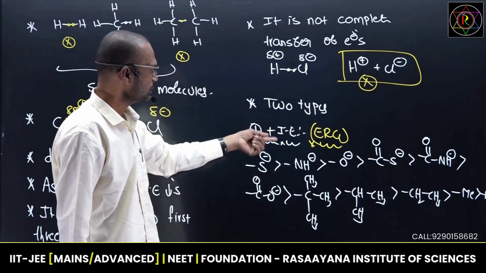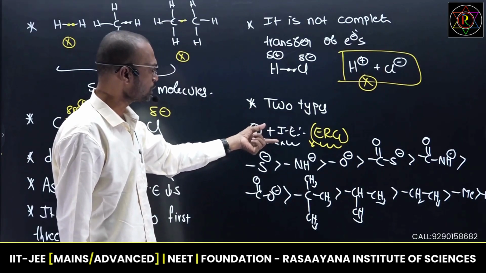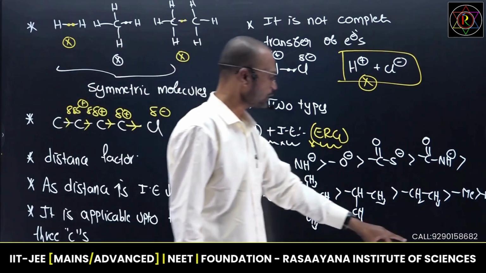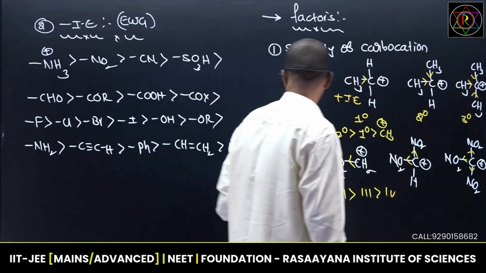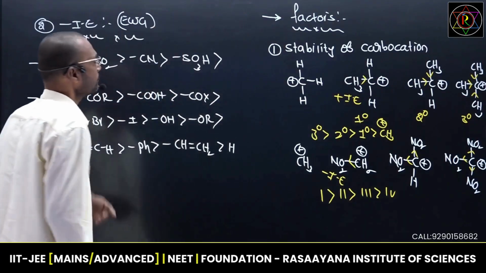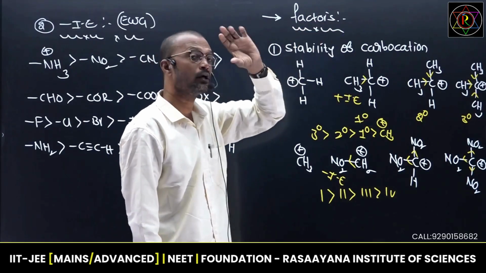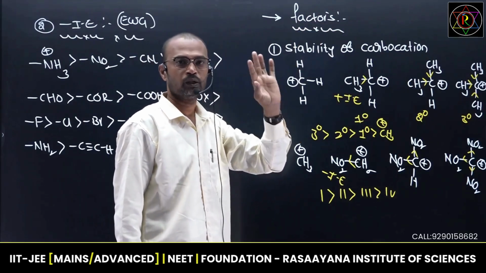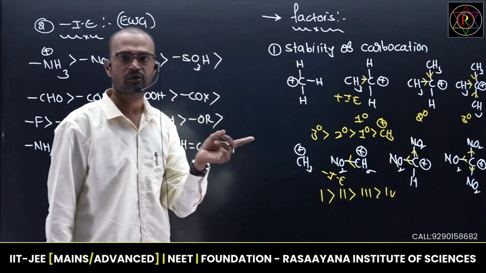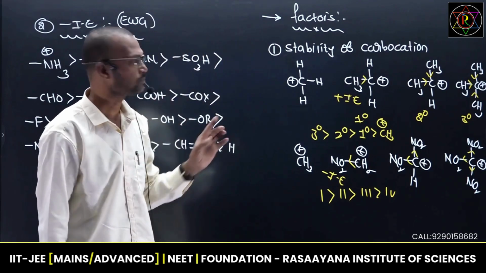Generally 2 types of inductive effects are present. Plus inductive, these are releasing groups. Minus inductive, they are withdrawing groups. These all are withdrawing groups, and their order is also given. What are the factors related to inductive effect? Remember, inductive effect is related to sigma bonds only. If you remember sigma bonds and the factors affecting sigma bonds, that is inductive effect.